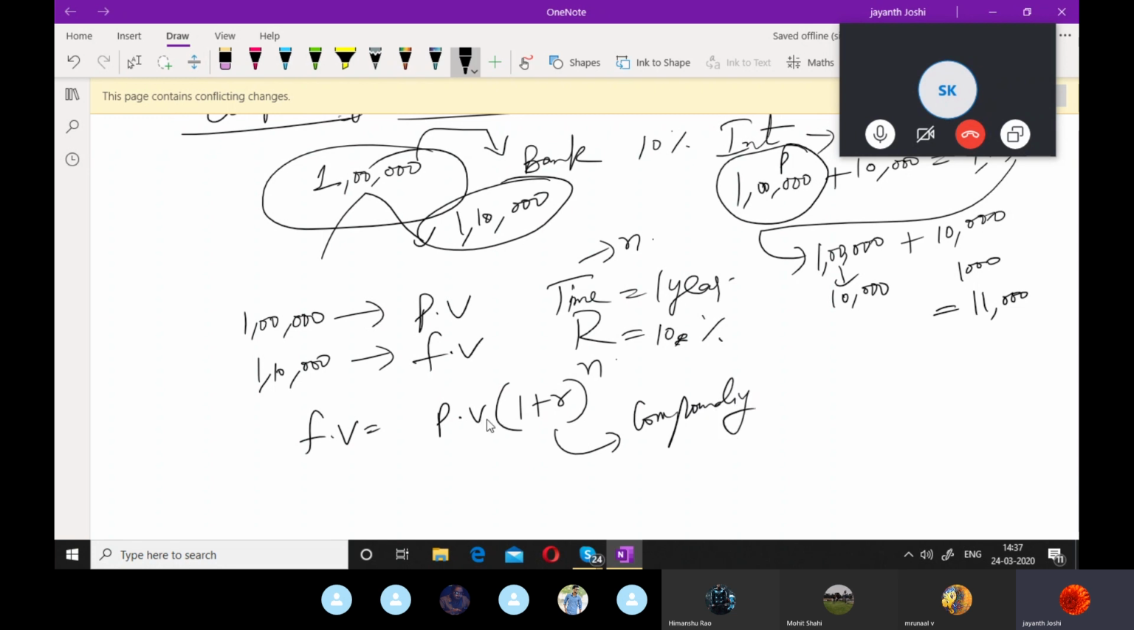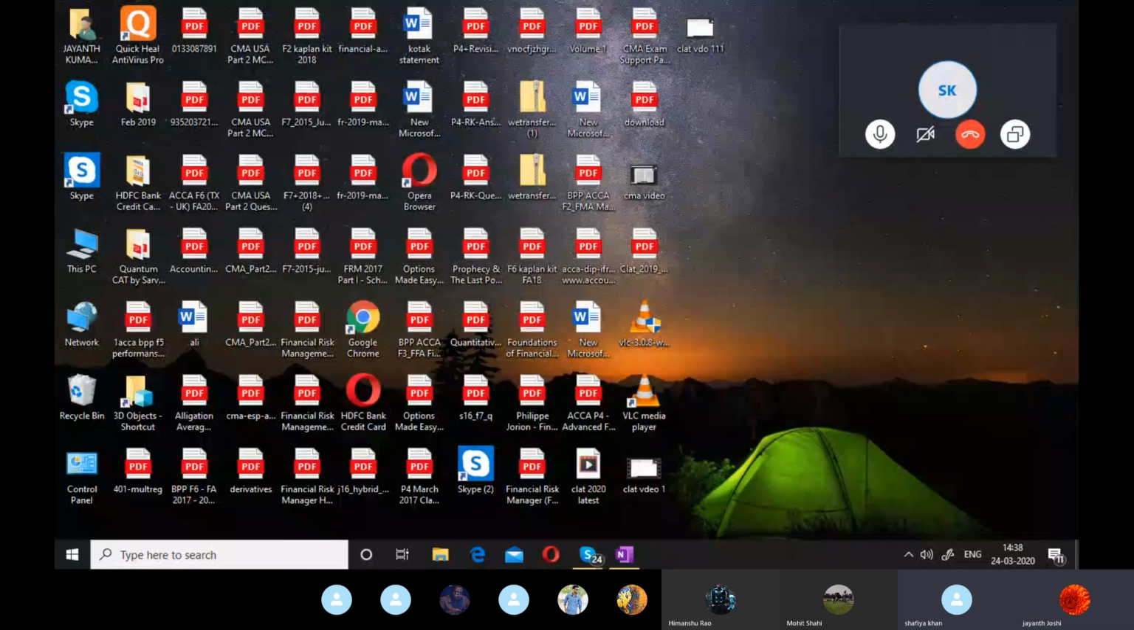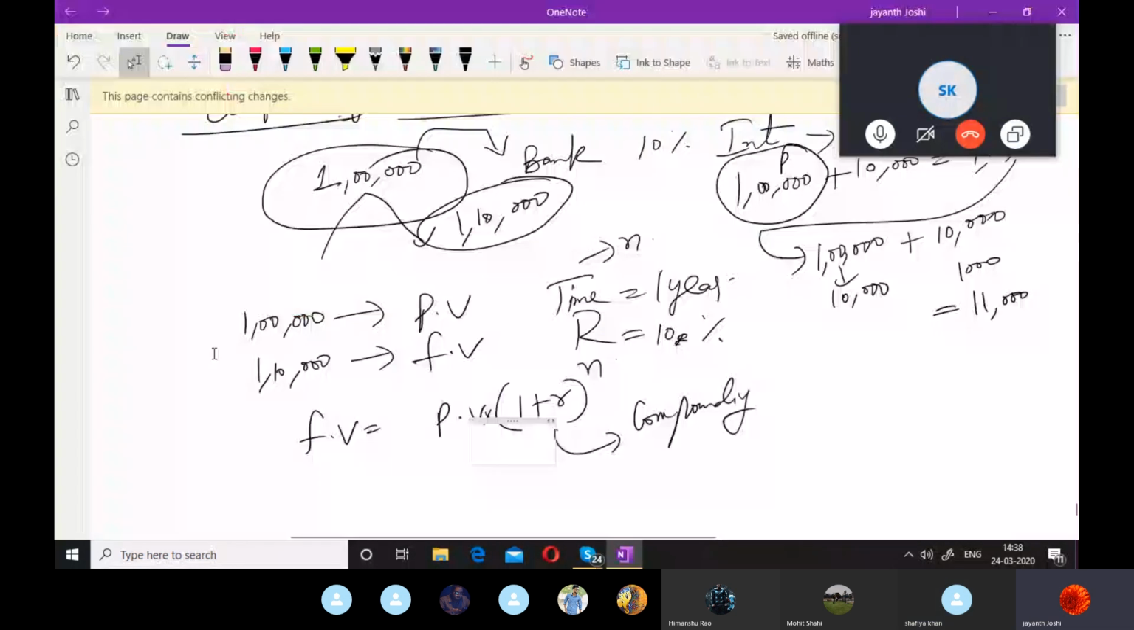Why? Because I am multiplying here present value into this. If something has to increase, either it can increase through addition or through multiplication. Through addition it increases at a very slow rate, but through multiplication it increases at a very high pace. Okay, got my point? Sir, what is R? 1 plus R? I'm explaining. Just wait for 2 minutes.